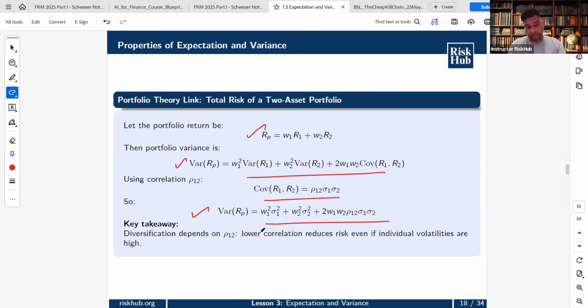Special cases: perfect positive correlation, correlation equal to 1, no diversification. Zero correlation, moderate diversification. Perfect negative correlation, potentially eliminating risk completely. This is the mathematical basis of hedging, which we need to remember, right?